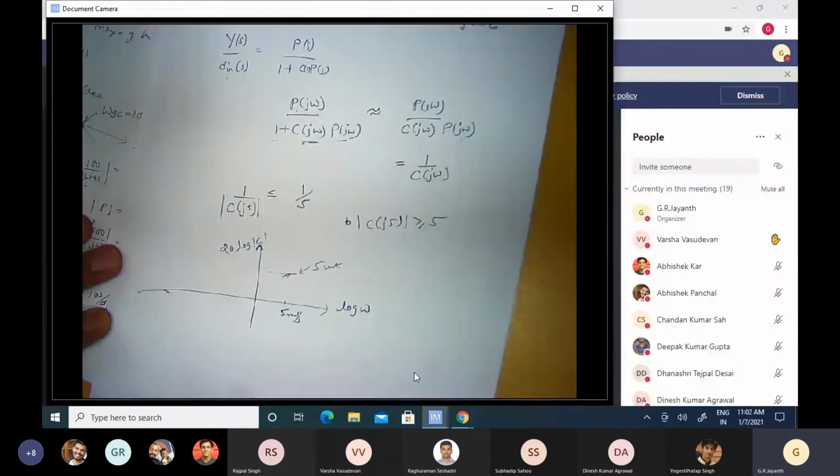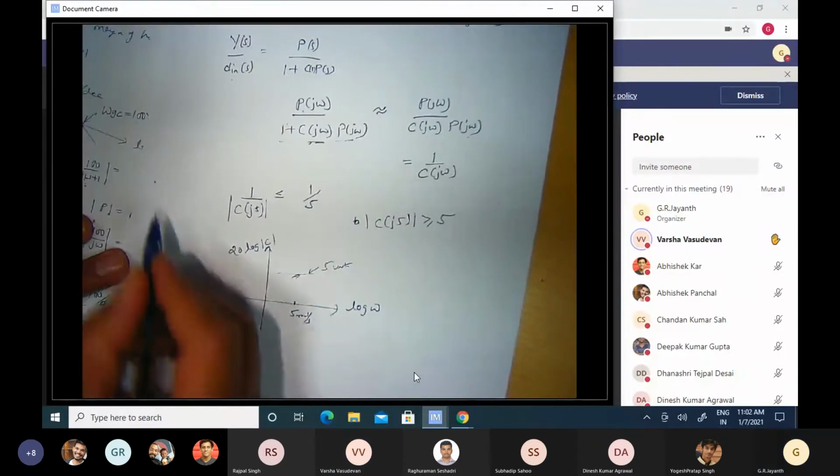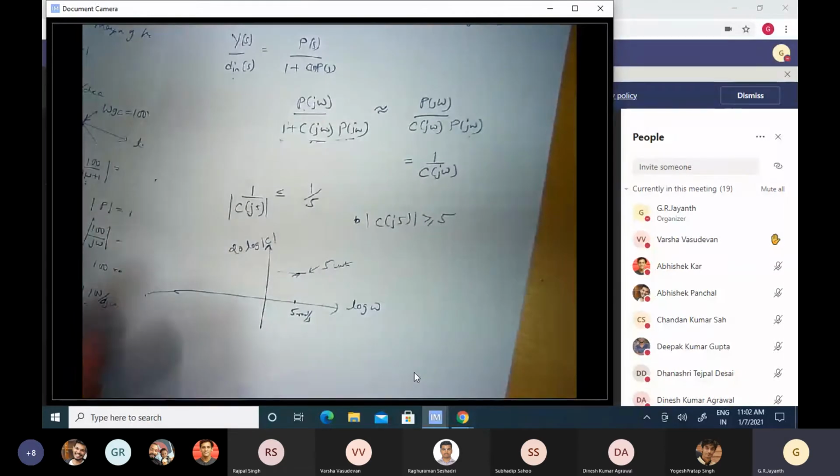At 0 radians per second, which is not possible to indicate on the log omega plot, just a moment, Varsha Vasudevan has a question. I'll just finish this point. At 0 radians per second, the controller gain has to be infinity. So I have these two requirements at two frequencies. At no other frequency do I have any requirements. Yeah, Varsha, please go ahead.